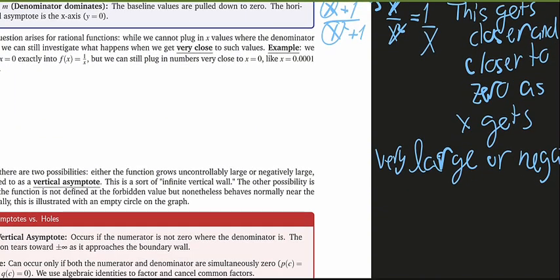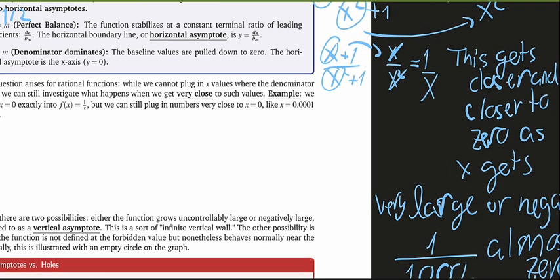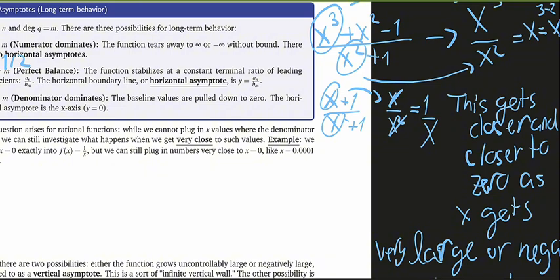Think of it like this. Take your scientific calculators and do this little experiment. 1 divided by 1 with a whole bunch of zeros. That's going to look like almost 0. Even with a negative, who cares? It's going to be negative something close to 0. It's still going to be pretty close to 0.